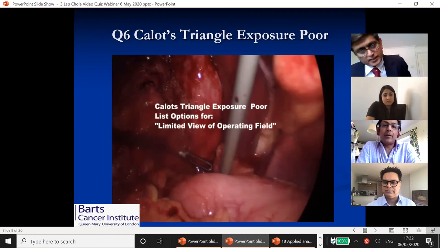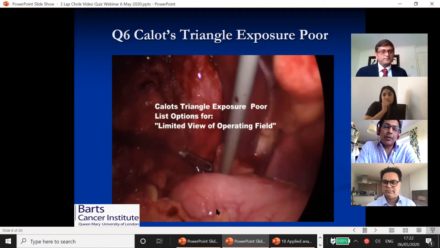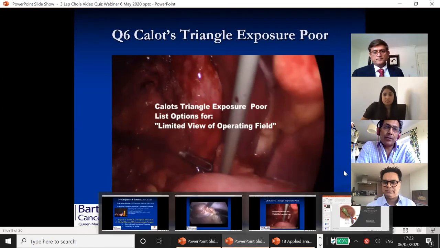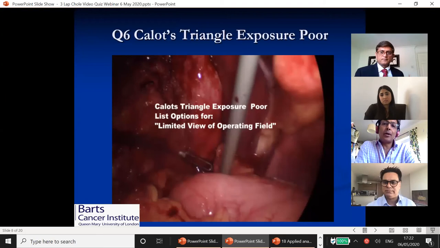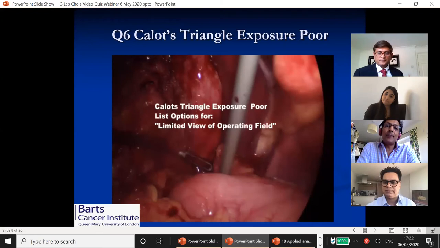Yes. For exposure, I always think about, you know, take refuge in anatomy, and one can always come in from lateral. You're going to do very little harm laterally. The second thing is we always say in Colchester, fives for free. So the additional port. Yes. Can you help with the exposure?